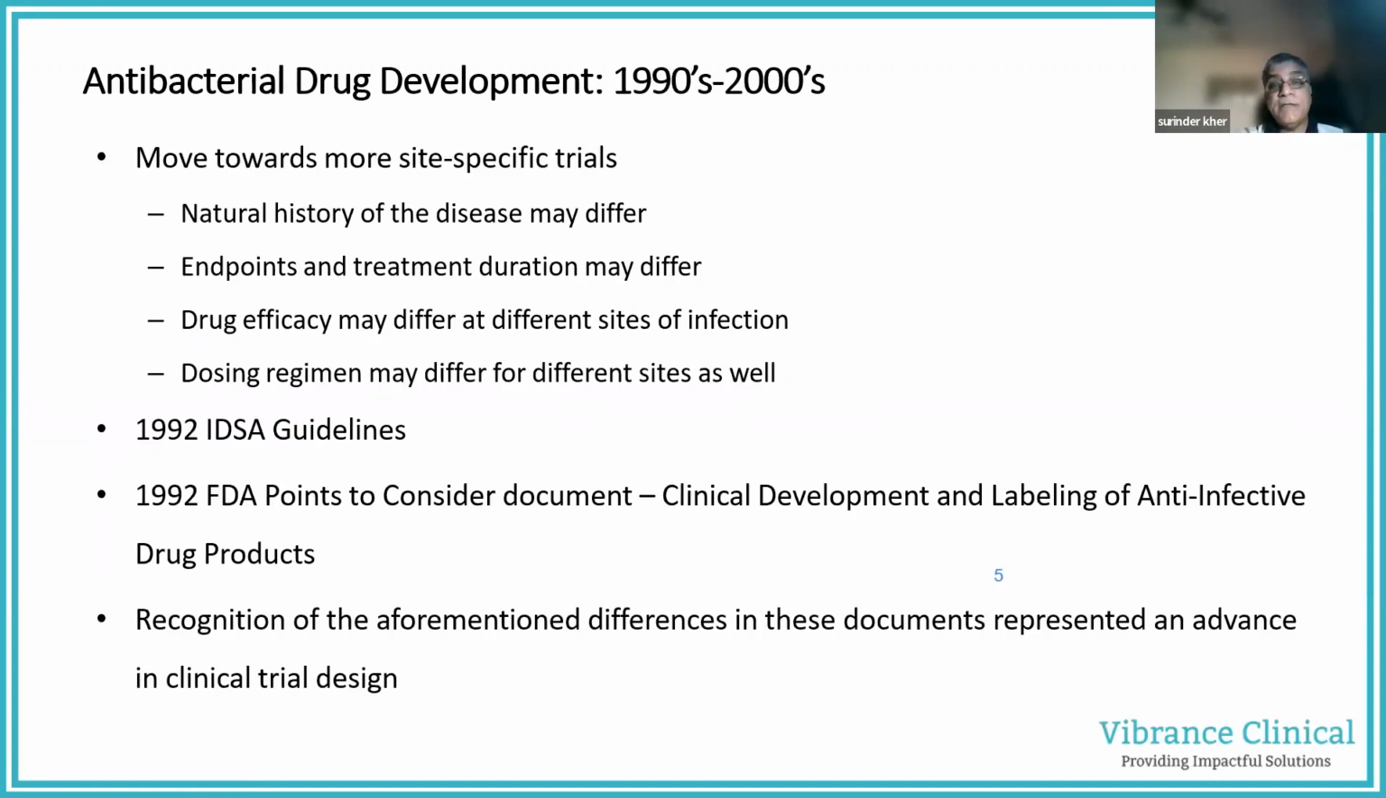As we moved into the 90s and the 2000s, there was a move towards more site-specific trials. The natural history of the disease of that particular infection may differ. Endpoints, treatments and the duration would be different. Drug efficacy may differ at different sites of infection, and the dosing regimens might be different for different sites as well. That's how the 1992 IDSA guidelines came in. And then the FDA, along with that, developed the points to consider document on the clinical development and labeling of anti-infective drug products.